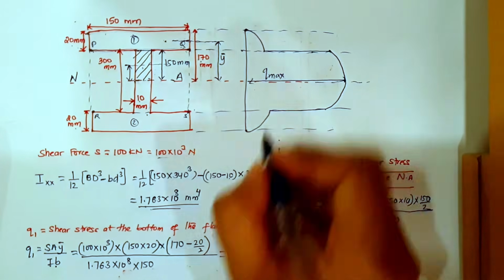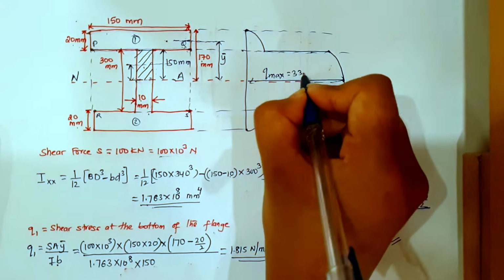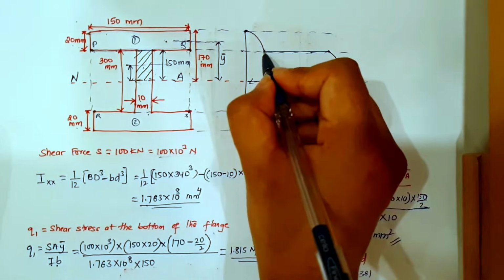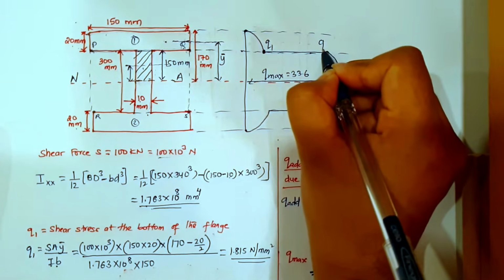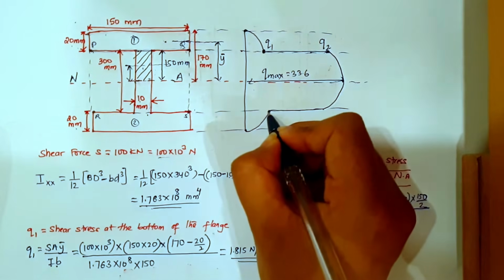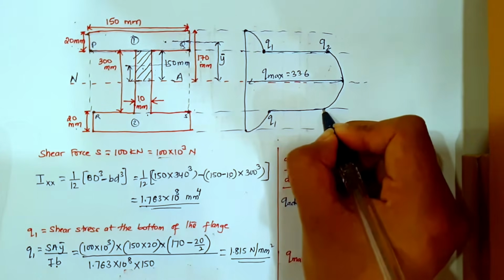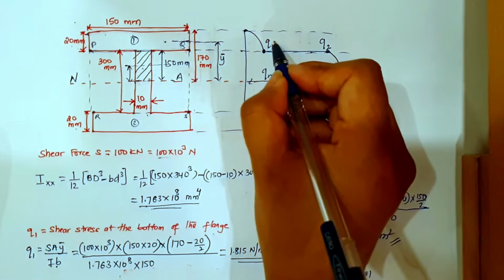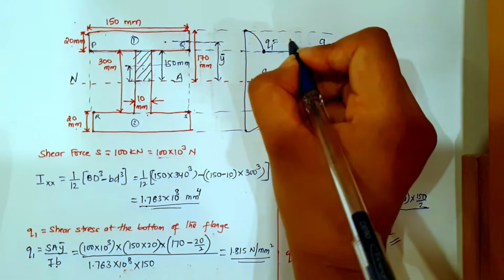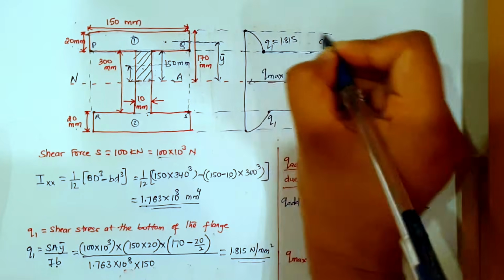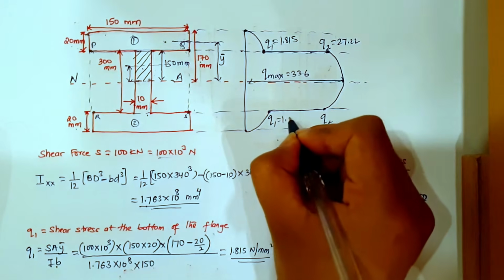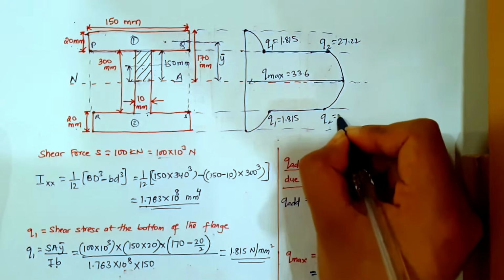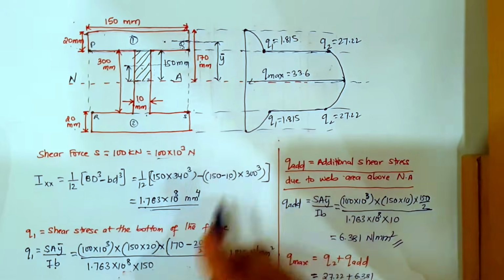So here I have this line, here is the total from here to here, it is Q max, which I got equal to 33.66, and this portion here is Q1. Here I have Q2, again Q1, here Q2. So how much was Q1? 1.815, Q2 27.22, here 1.815, 27.22.